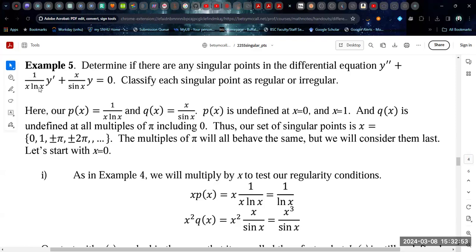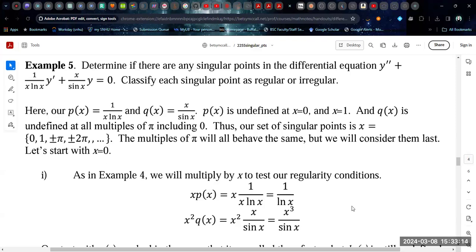So only positive values of pi will matter. We will consider just one of the multiples of pi, so we'll just consider pi itself, because all of the other ones will behave basically the same. Now let's first consider 0.